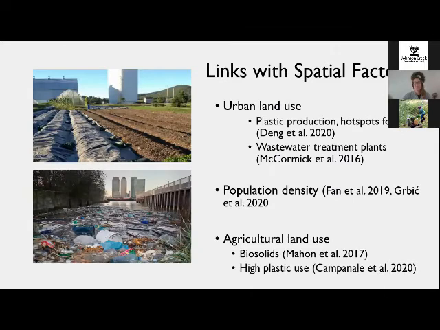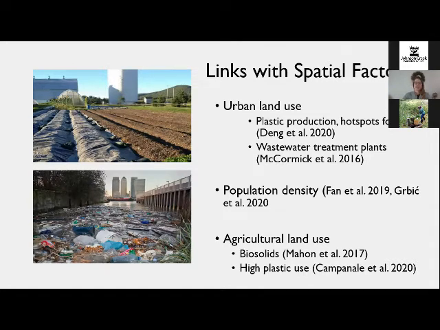And we do see some links with spatial factors. Urban land use in particular has been closely linked with microplastic pollution. These regions tend to have higher rates of plastic production and are hotspots for litter. And in addition, they tend to be sites for wastewater treatment plants, which have been found to be important delivery pathways of microplastics to aquatic environments.